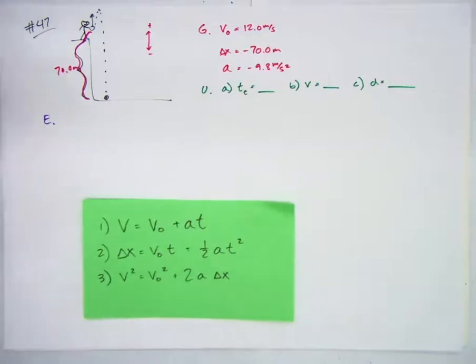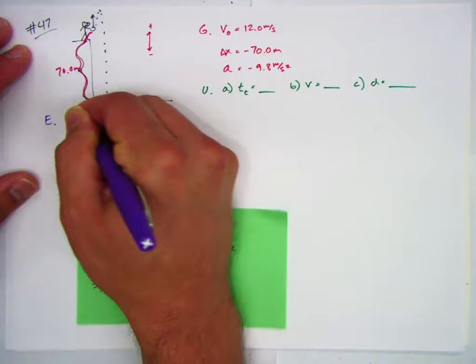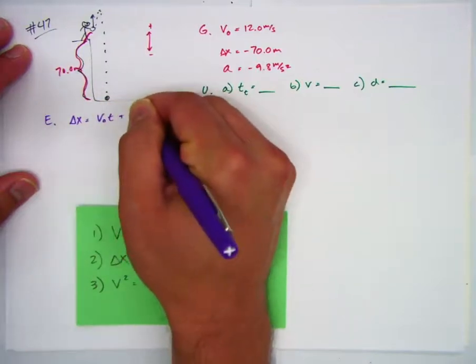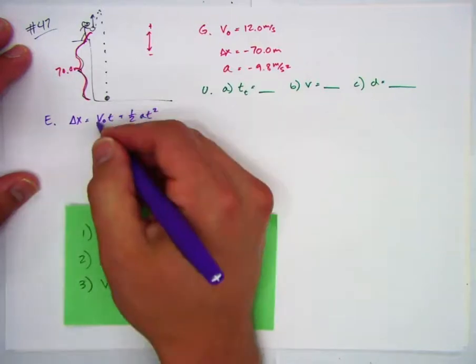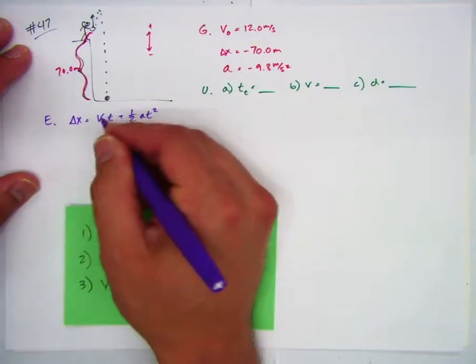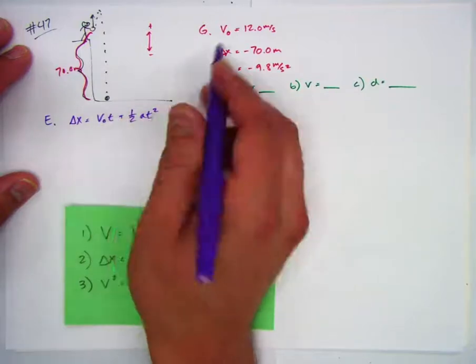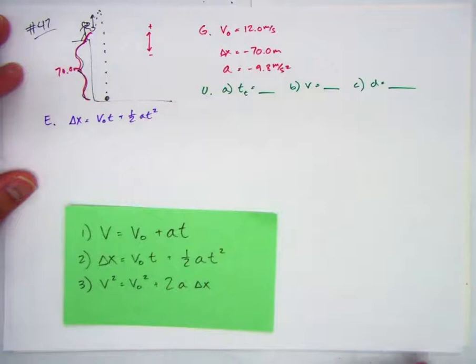So let's set it up with equation 2. Delta x is v naught t plus 1/2 a t squared. Because if v naught's 0, you can simplify this term and solve for t squared. But when you have a v naught that's non-zero, like 12, I'm going to have a t term and a t squared term. So I got to use the quadratic.